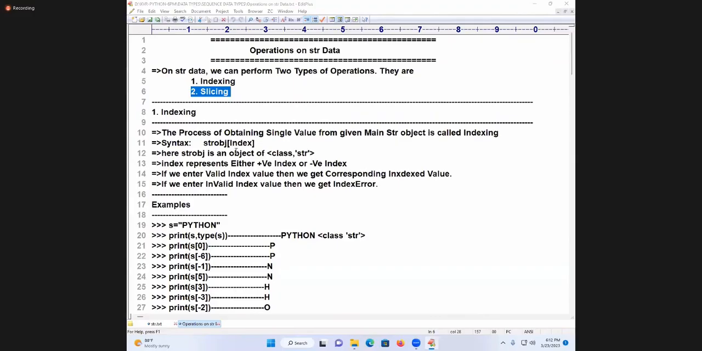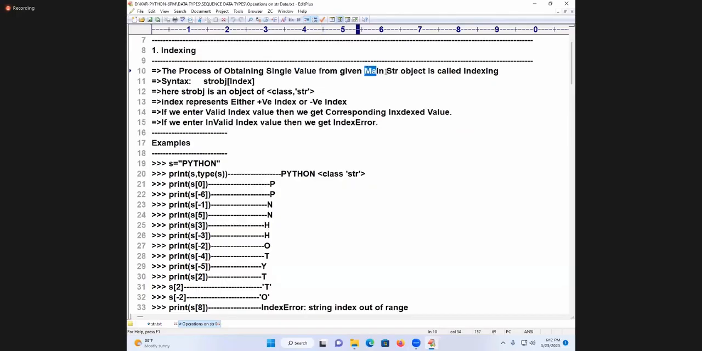So indexing will give you how many values? A single value from the given main STR object. The syntax is STR obj of square brackets index. Here STR obj is an object of class STR. The index value can be either positive or negative. If we enter a valid index, then we get the corresponding indexed value.